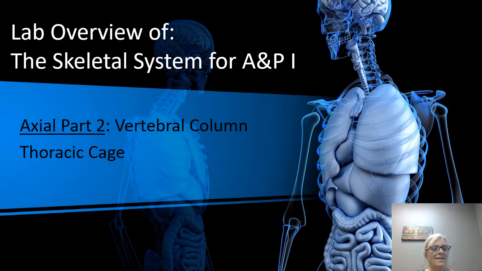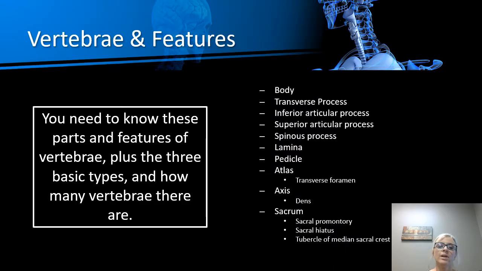Now we're going to be looking at the second half of the axial skeleton, the vertebral column and the thoracic cage. So you're going to need to know, again, the parts and features of these particular bones of the vertebrae, the three basic types, and be able to recognize if it is a cervical, thoracic, or lumbar vertebra. We'll talk briefly about the differences in size. And so here is part of the list here.